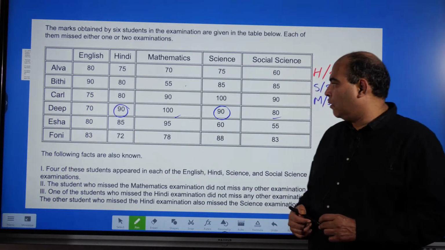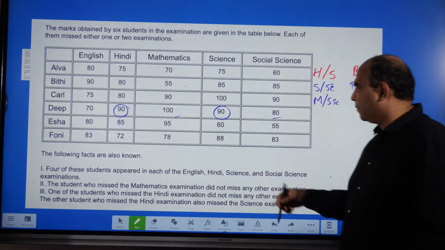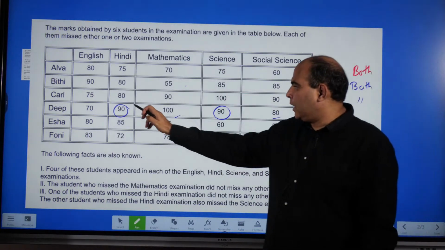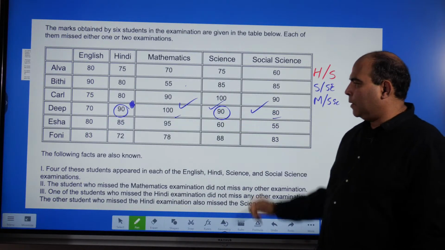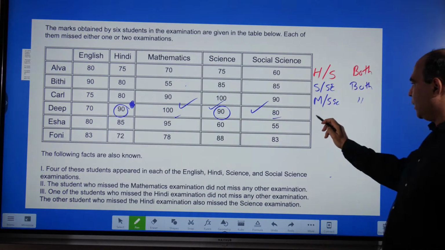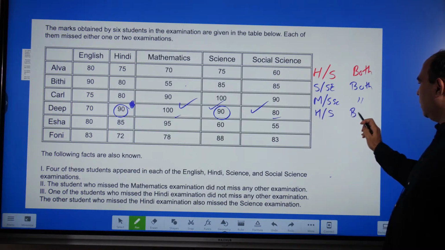So for Deep also, it's possible to miss the Hindi and science exams or both the exams, right? Because again, if he misses only the Hindi exam, then he is going to get the average of these 3, which will again be 90. So for Deep, the deduction is that he can miss Hindi, science or both.